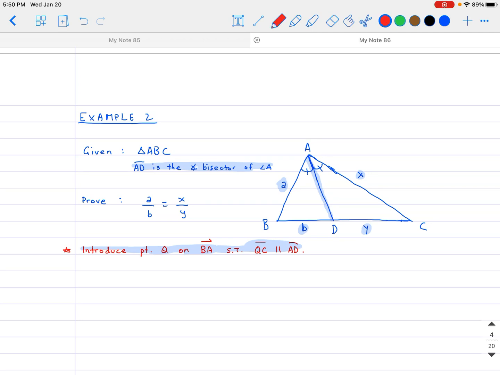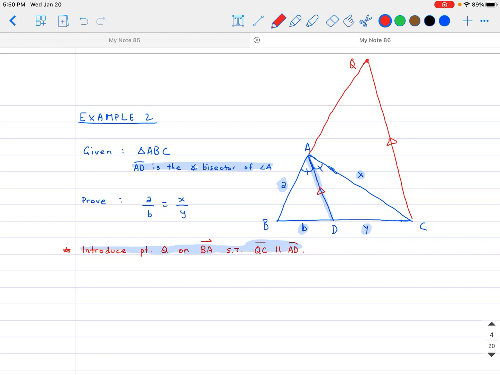Okay, so I'm going to go ahead and take BA, and I'm going to go ahead and extend it like so to some point Q on there, such that QC is going to be parallel to AD. So here is going to be my point Q, and that point is going to be at the location such that these two are going to be parallel to each other. And I think you get an idea as to what I'm trying to set up here.